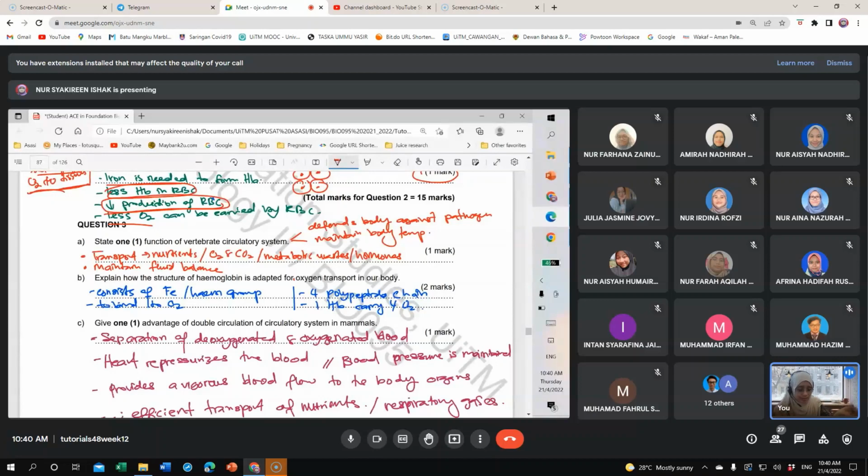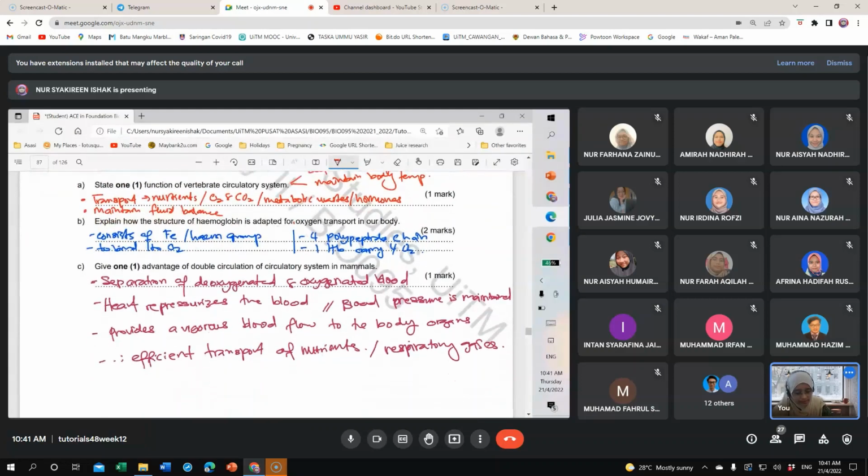Respiratory system to transport respiratory gas, oxygen, carbon dioxide. Excretory system to remove waste. Okay, hormone regulation to distribute hormone throughout the body from the endocrine glands, okay, to the target cell. And then also in homeostasis, also to maintain fluid balance, okay, and also to maintain body temperature, defend the body against pathogen in the immune system. So the circulatory system will affect all the other system of the body. Okay.